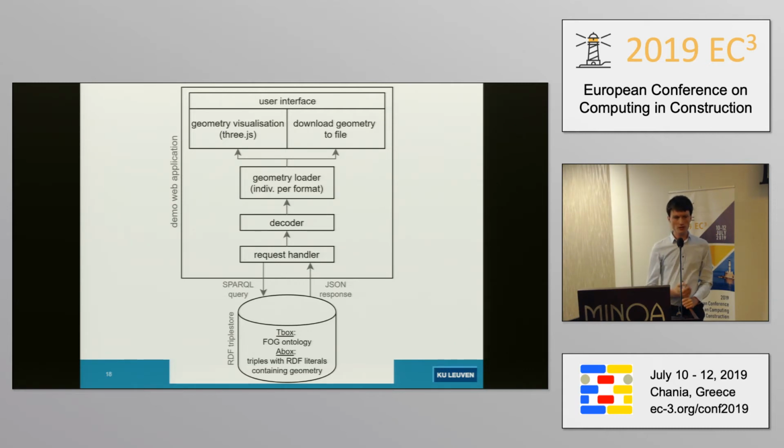It will respond with a JSON response and send this to the request handler, which will trigger the right decoder based on the data types that are returned for each literal. And in the next phase, the data type properties will trigger the right geometry loader to either visualize the geometry, and in our case we use Three.js to do our web visualization, and for other geometry files to be able to download them to a file on your computer.